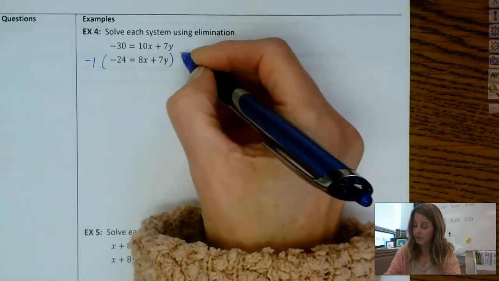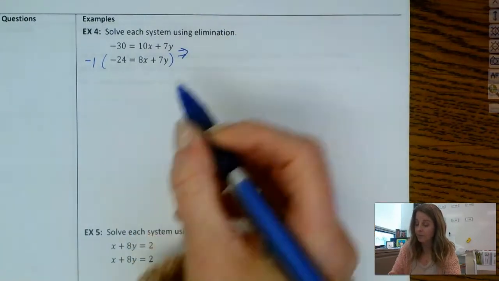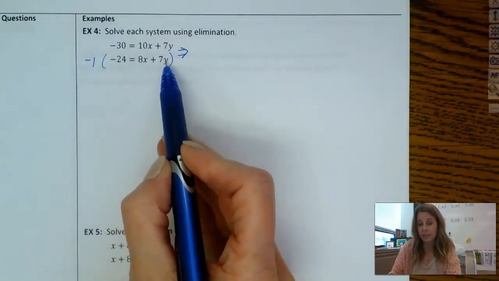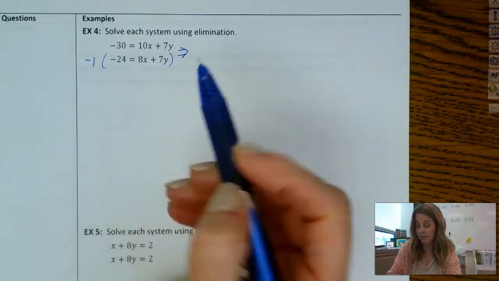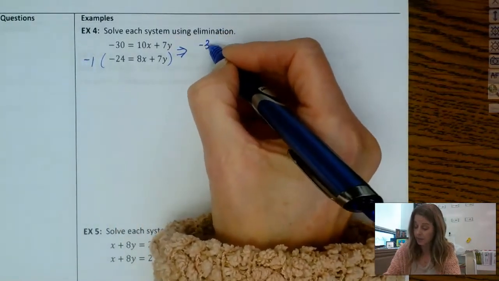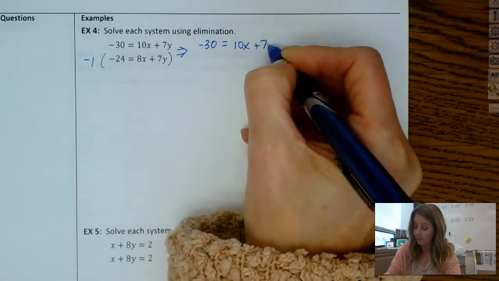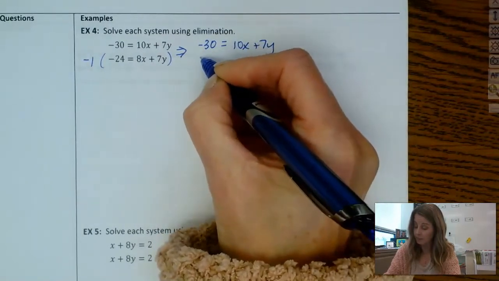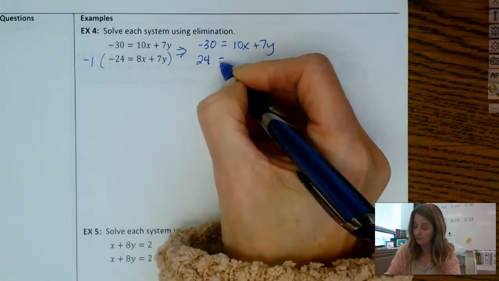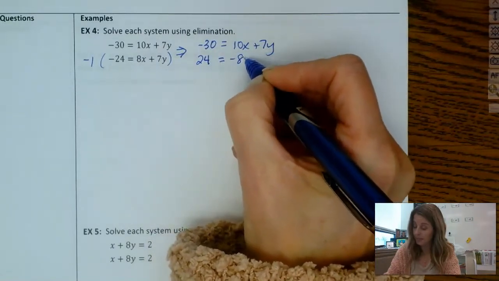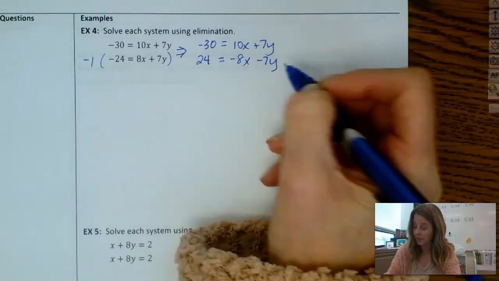So I'm just gonna continue to write this out, but if you wanna go ahead and change all these to the opposite sign and then add, you're gonna get the same answer as I do. So I'm not gonna touch the top equation, but I am gonna multiply through by a negative on the bottom. So that would become a positive 24 equals a negative 8 minus 7y.